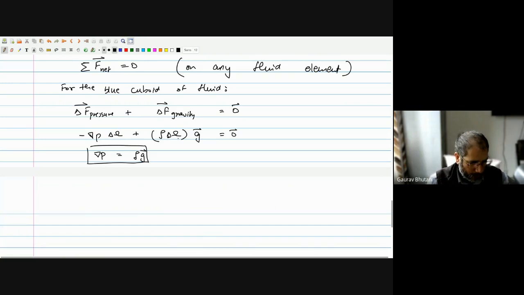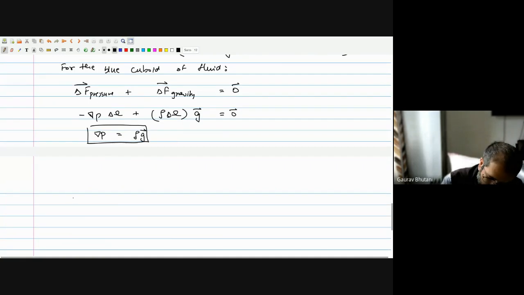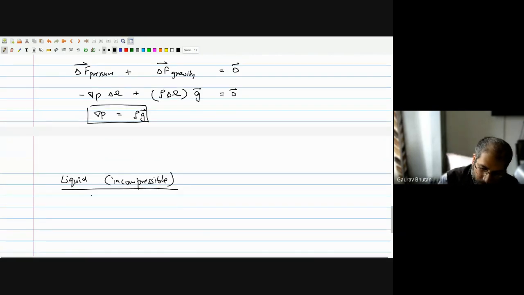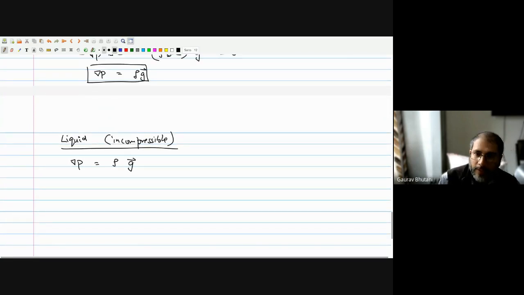Right. So let's proceed from here. Let's say we're talking about a liquid. I didn't tell you what fluid we had. If we have a liquid which is incompressible, so it could be water in a jar or something, incompressible means density is constant. So then I can write grad P as rho times g, where rho is a constant now. And let's put the values for these as well.